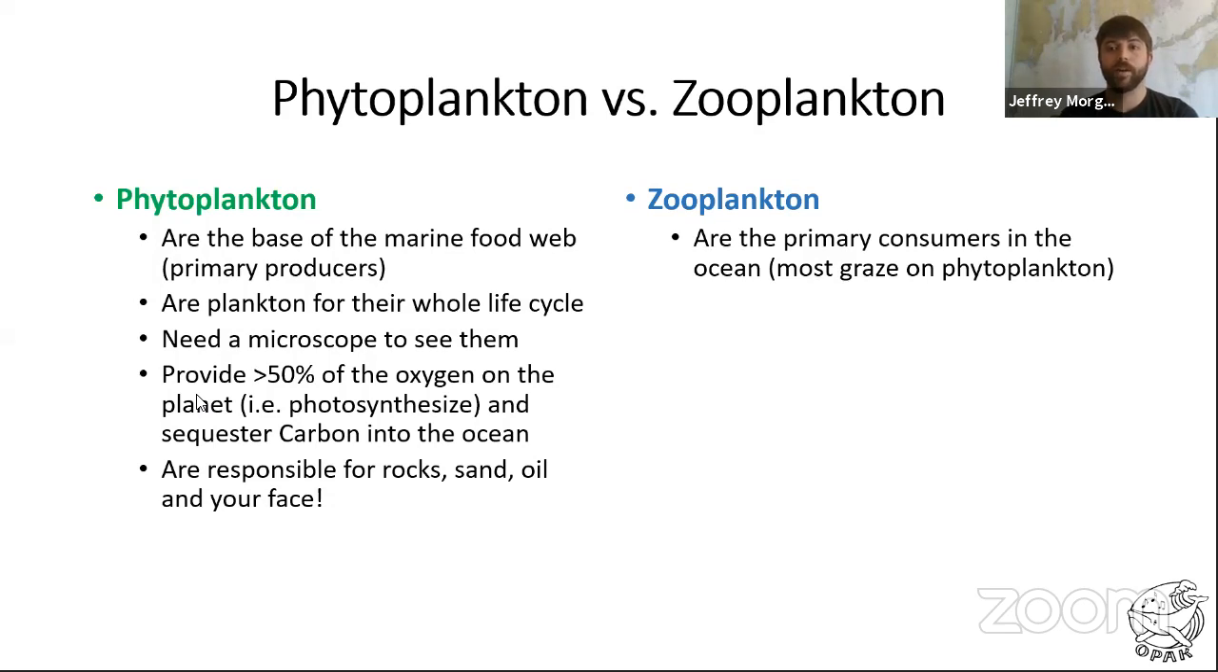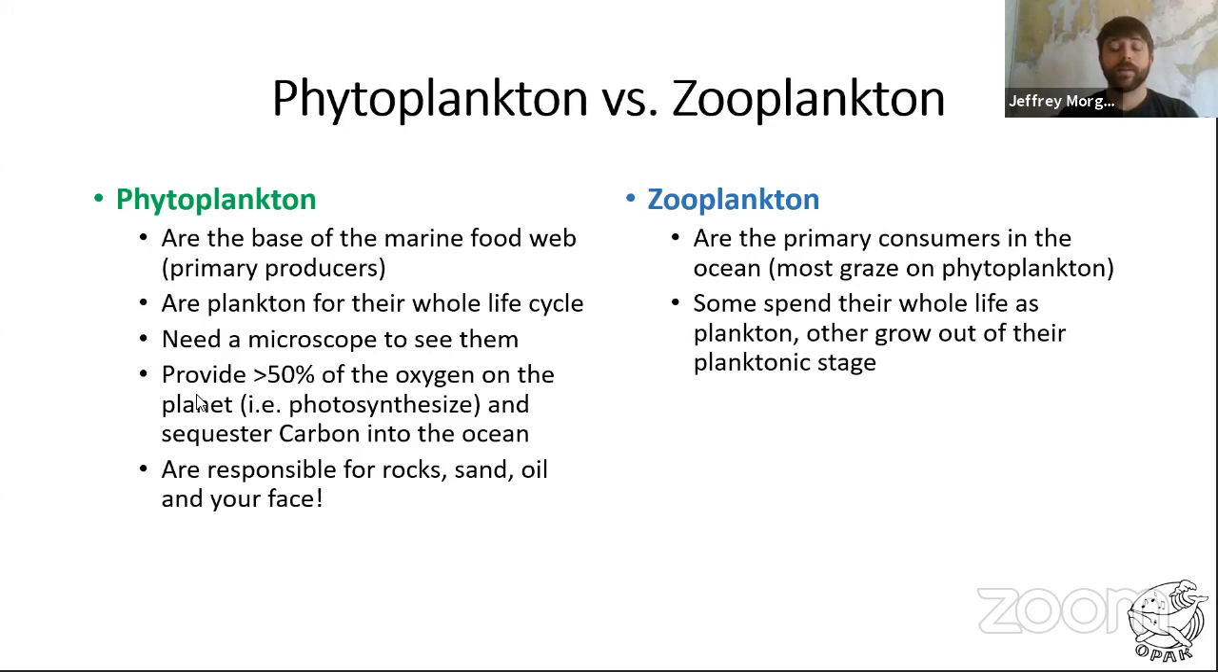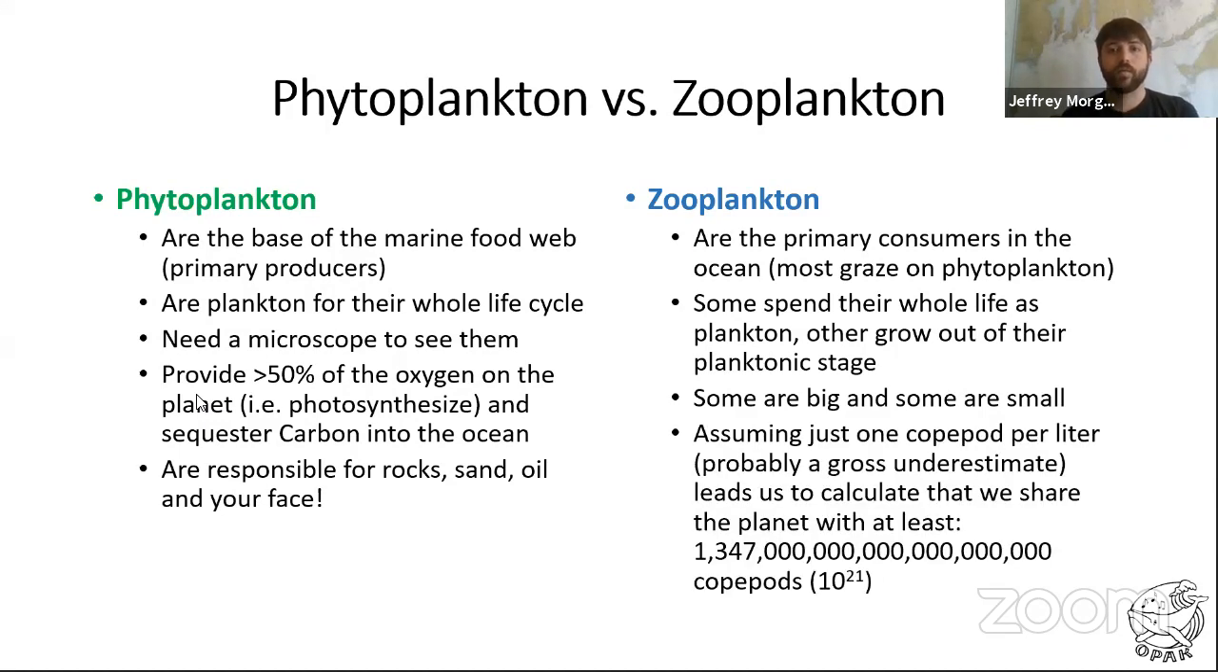For zooplankton, these are our primary consumers in the ocean, kind of like the cows of the sea. They graze on all the phytoplankton like cows would graze on grass in a meadow. And some of them spend their whole life as plankton, and others actually grow out of their planktonic stage and grow up to be things like lobsters and crabs. Some are super small and some are ginormous. And they are really abundant. So the creature that plankton from SpongeBob is based off of, the copepod, if we were to put one of them in every liter of ocean water, we would have 10 to the 21 of them out there in the ocean, which is probably an underestimate of what is out there. But we're thankful for all of them.